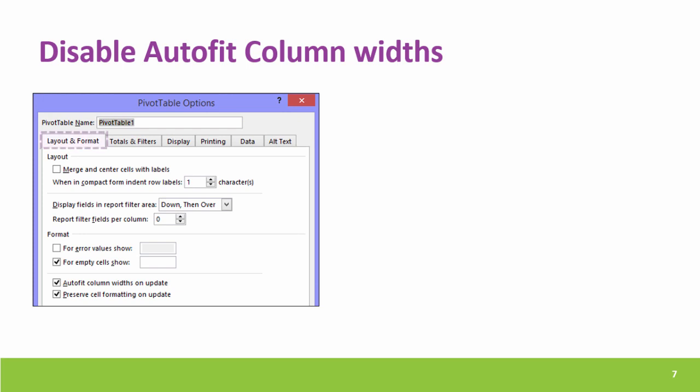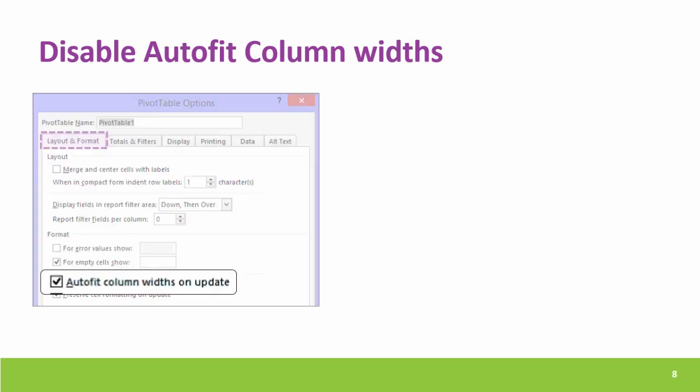Next, disable autofit column widths. Quite often, you would want to disable the options of autofit column widths. Why? Because they distort the pivot table layout. Let's see it in action.